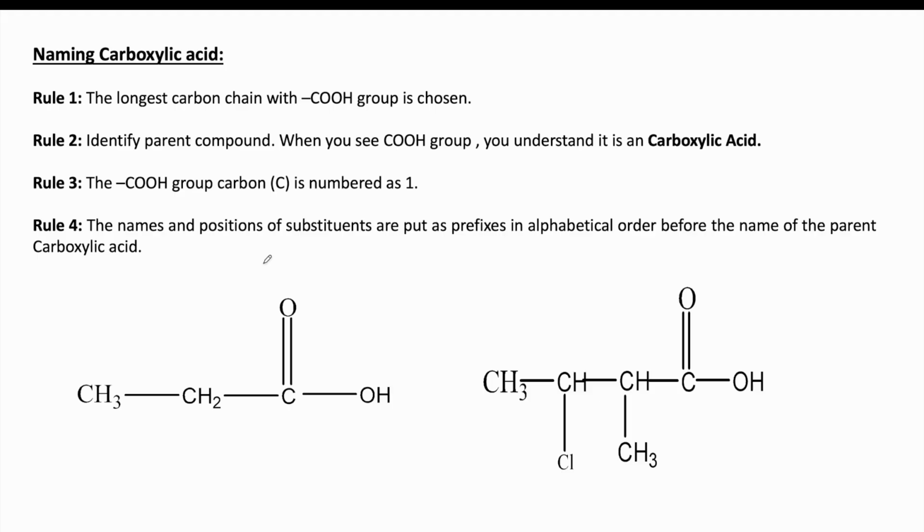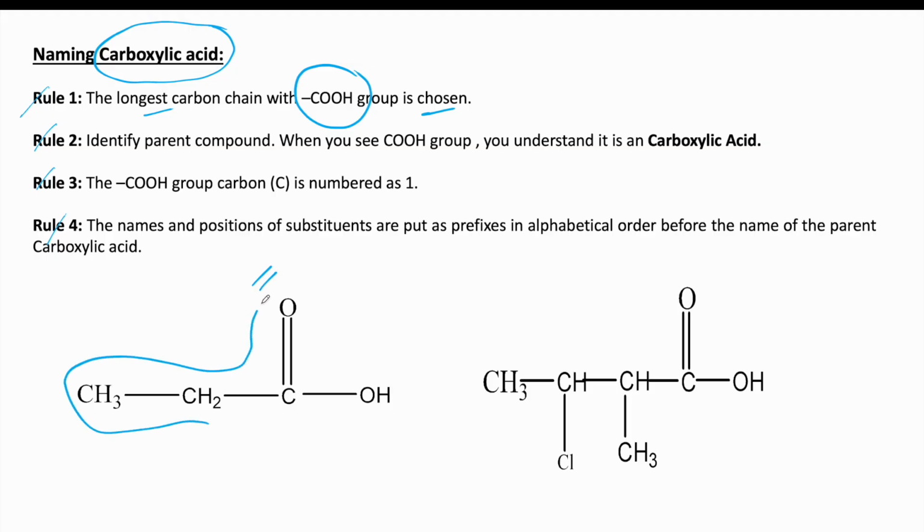One from Mr. Tablet. So today we are going to see naming carboxylic acid. Just like before, we have 4 rules to name carboxylic acid. Rule number 1 tells us the longest carbon chain with COOH group is chosen. So if we look at this compound, definitely this is the longest chain with the COOH group.